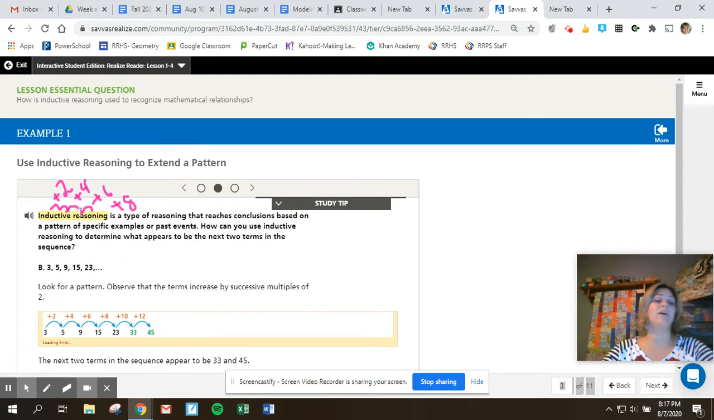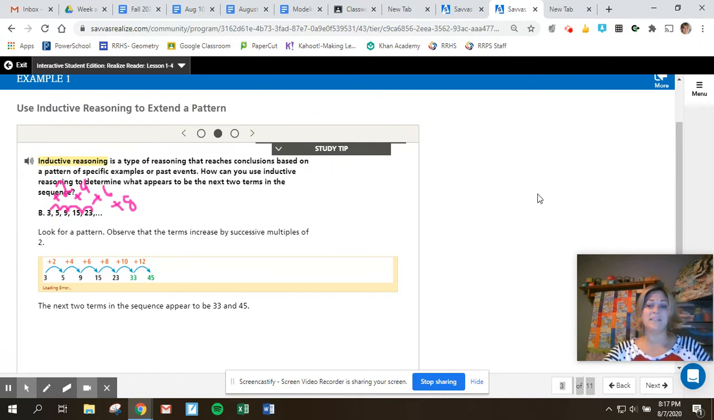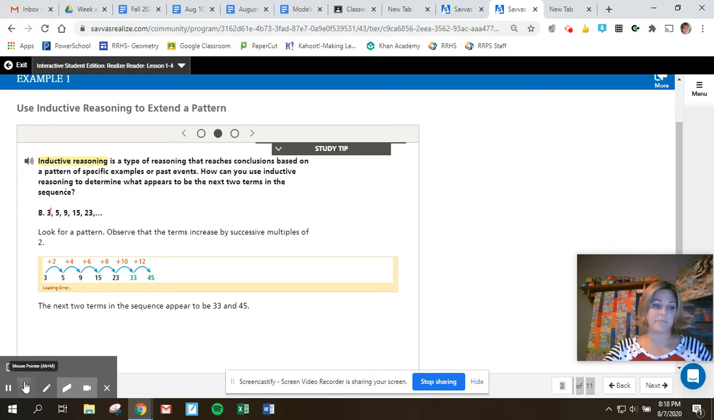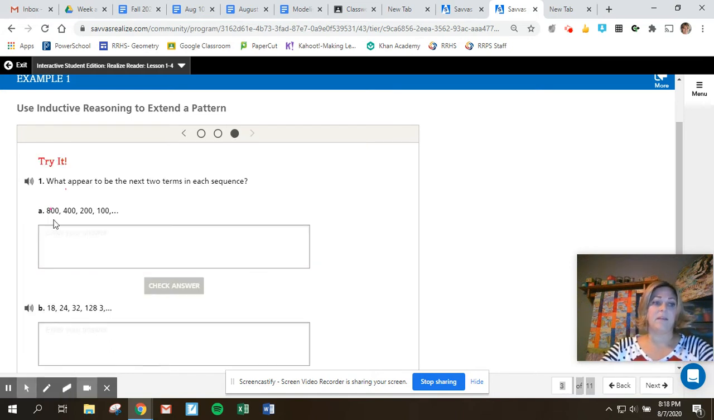And so you try to figure out what the pattern is using that deductive reasoning. It might not always be addition or subtraction, so you need to be aware of that, but find the pattern, whatever it is, and try to explain it and extend the pattern. Okay, here's some more.